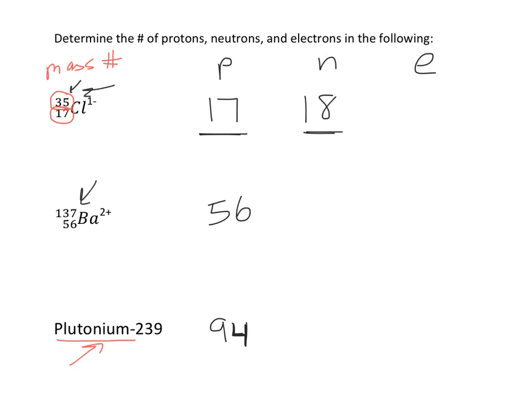Here my number is 137, so I have 56 protons. So I have to calculate how many neutrons there are. So I'll subtract 56 from 137, and when I do that, I get 81. And I just double check, does 81 plus 56 equal 137? Yes. This is the mass number for plutonium here, at least this isotope. So 239 minus 94, I get 145. So 145 neutrons, 94 protons.